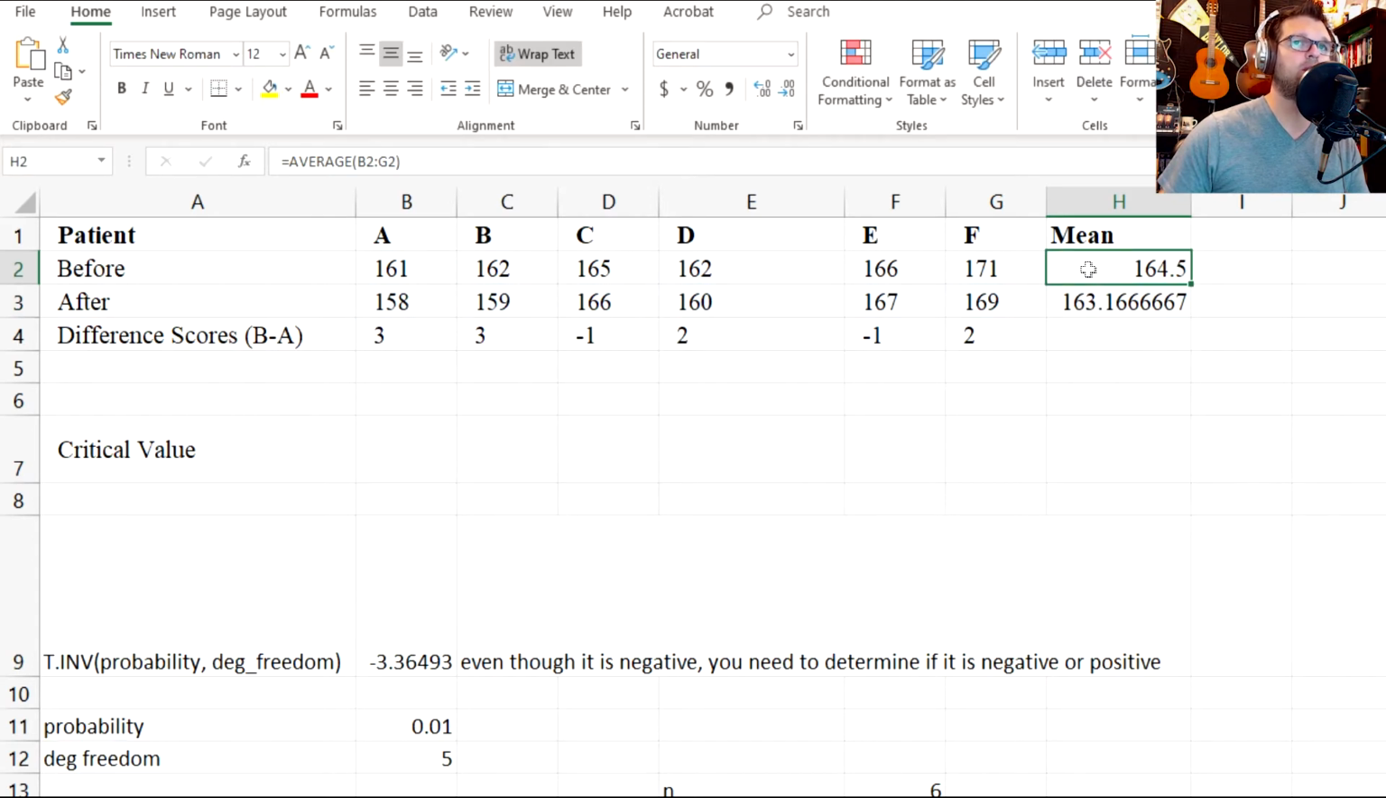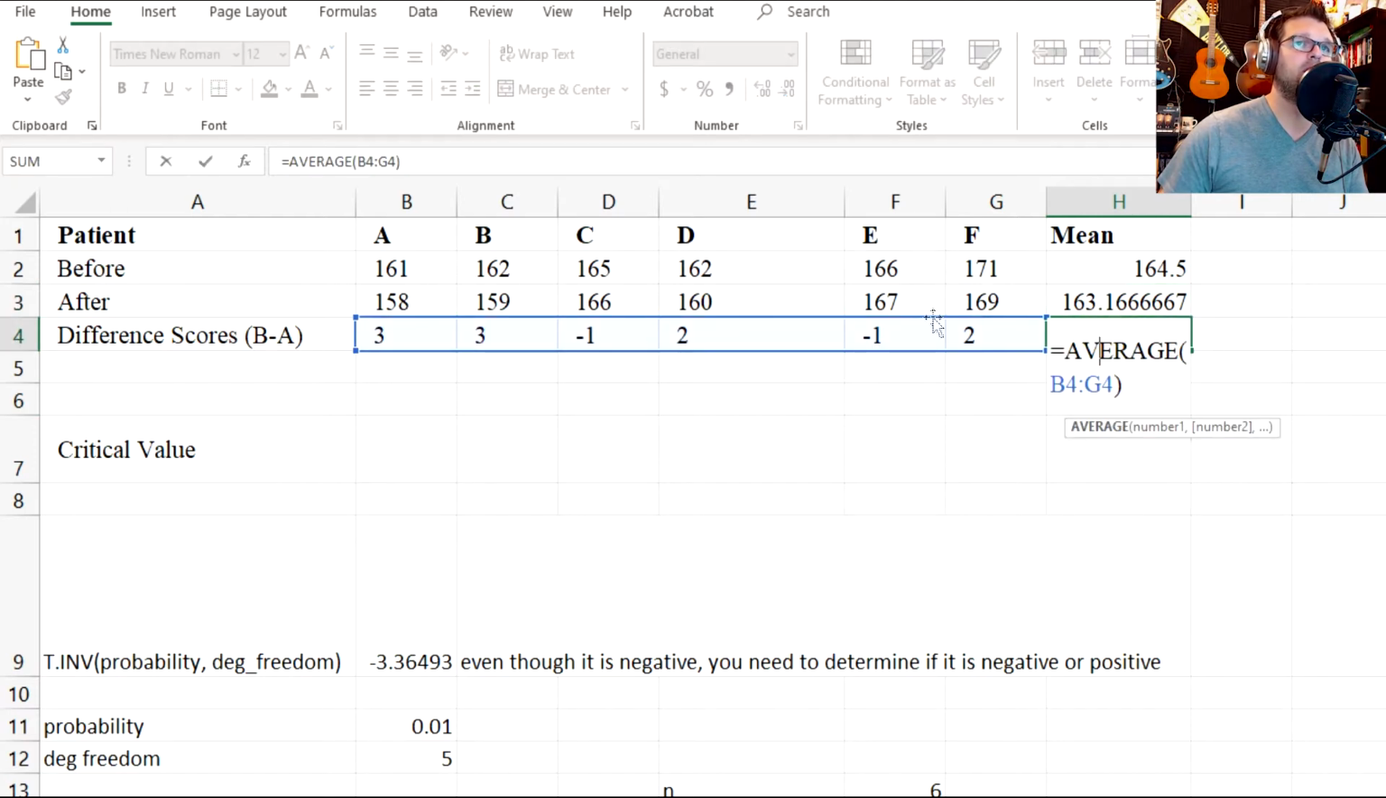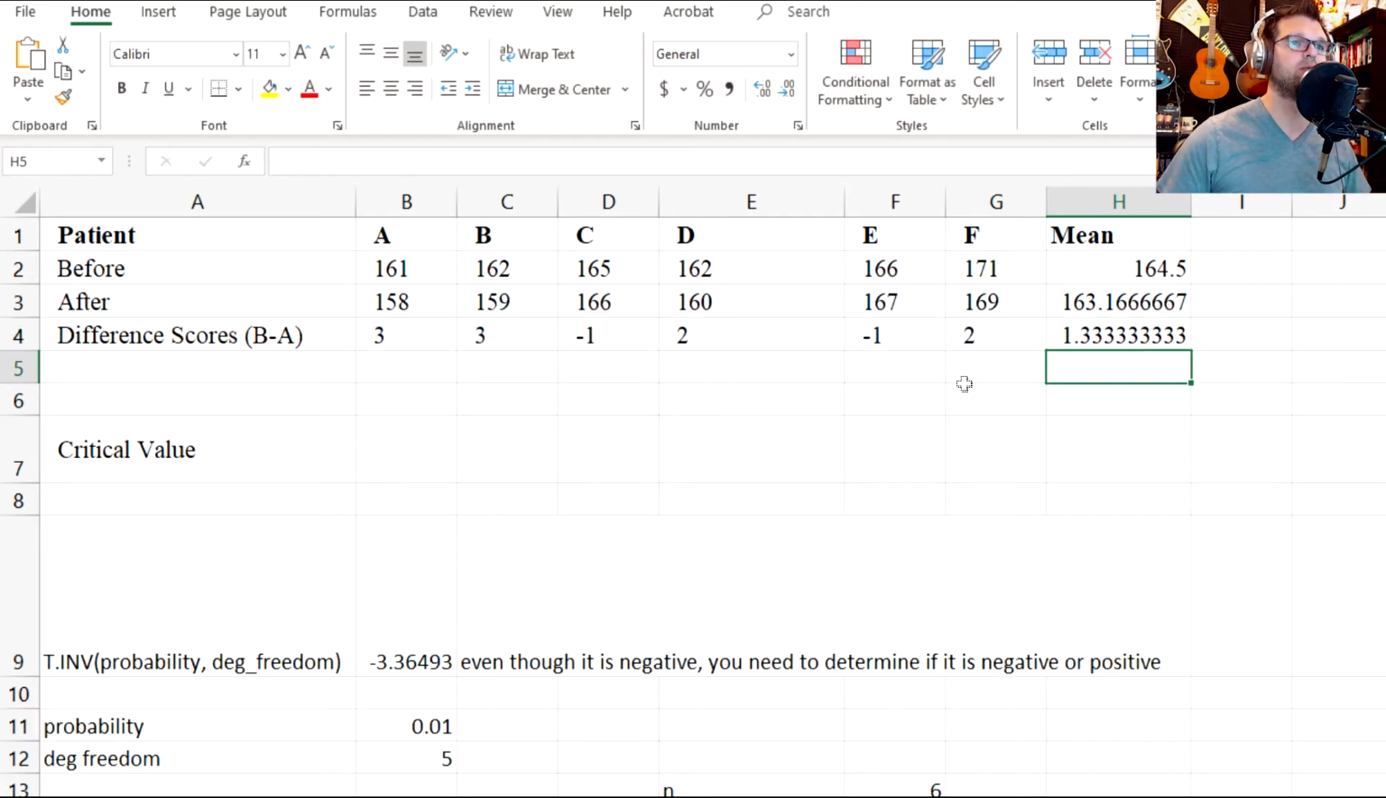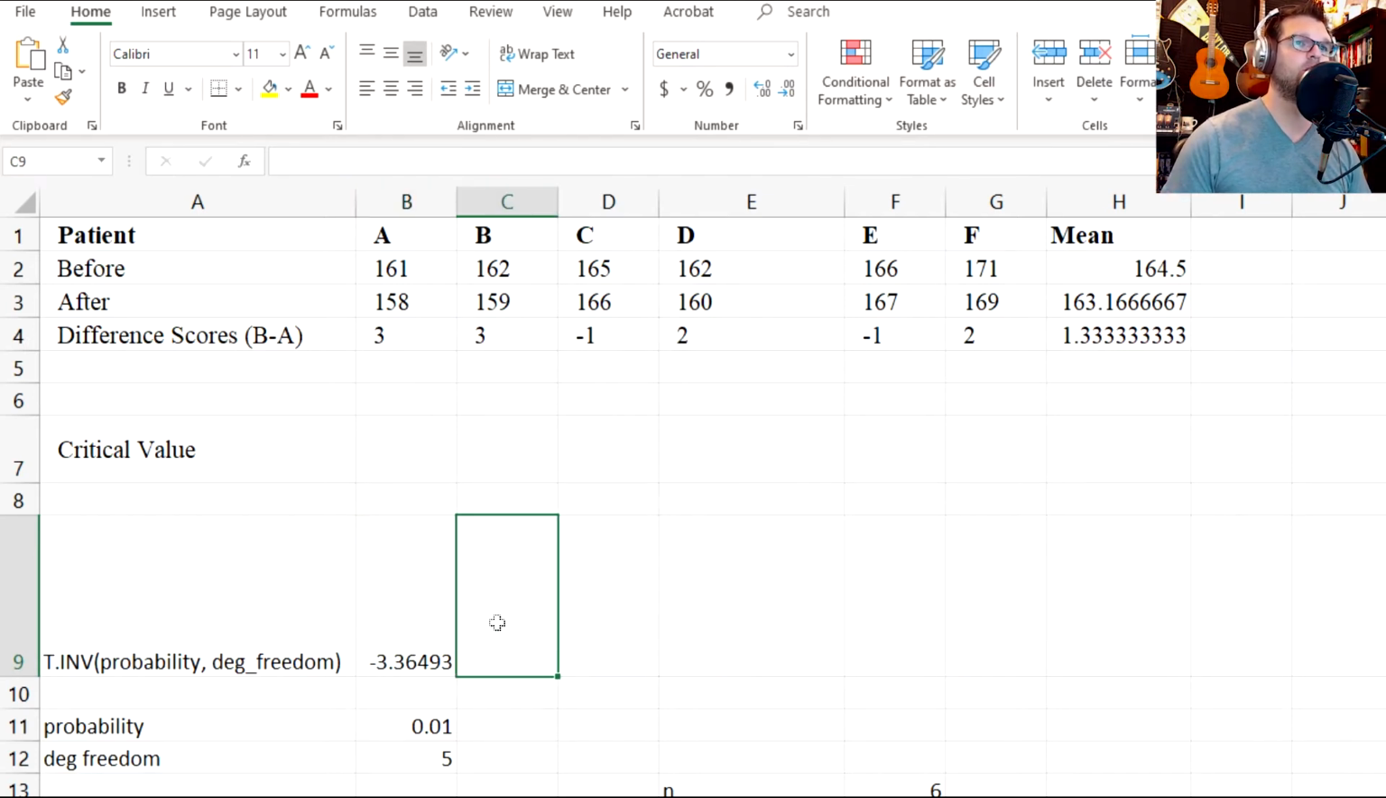But we're not actually comparing these two. If we were doing independent samples, we would be comparing these two, but we're not doing independent samples. We are doing paired samples. And so what we're actually comparing is the mean of all of the difference scores. Okay, so I just took the mean of all the difference scores. Next, we can calculate the critical value. And there are multiple ways to calculate the critical value.